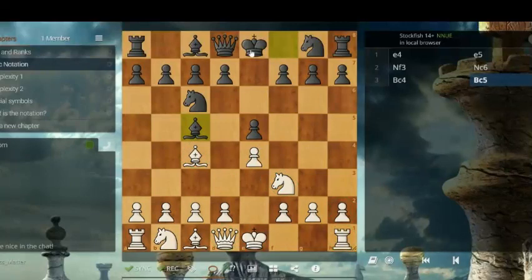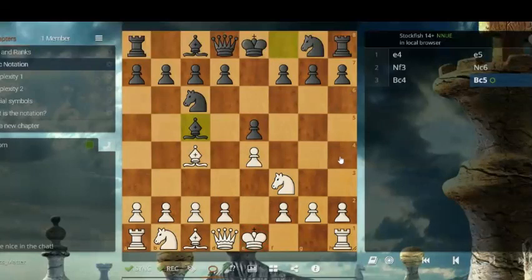Now, the first question I would like to answer is, why does a knight have the N instead of K? Because knight starts with K, right? Well, the king also starts with K. And if we write K for both of them, it is very confusing for the one who is reviewing the game without a board and just reading the notation.